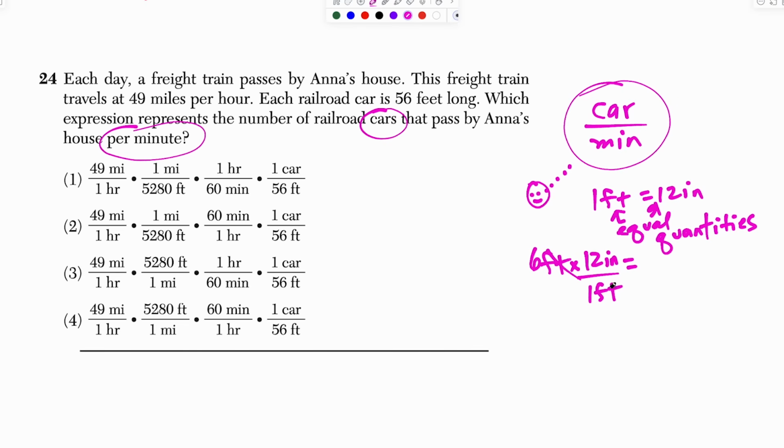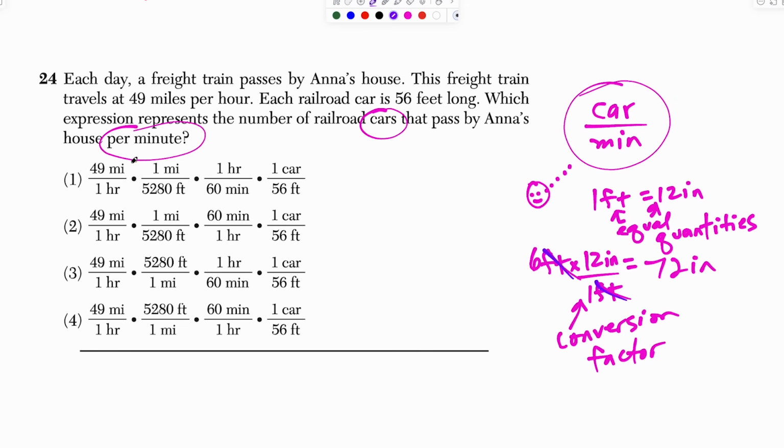And then feet over feet cancels. 6 times 12 is 72, and inches is the new unit that we're dealing with here. So this thing over here on the side is called a conversion factor. We can multiply by conversion factors, and they don't change the value of the original number, just the representation. But the simple way I go through these questions is we need the units to cancel out like this in order for the conversion factor to be good.